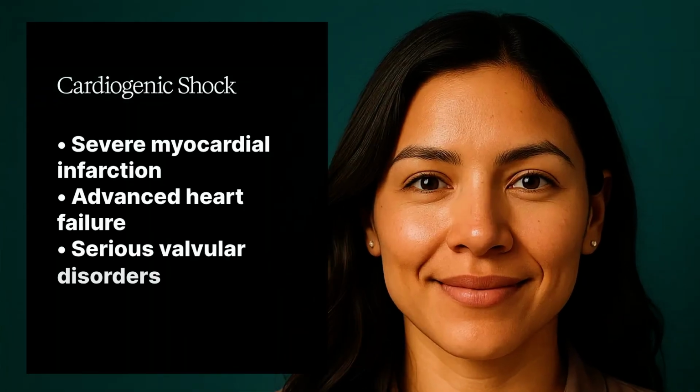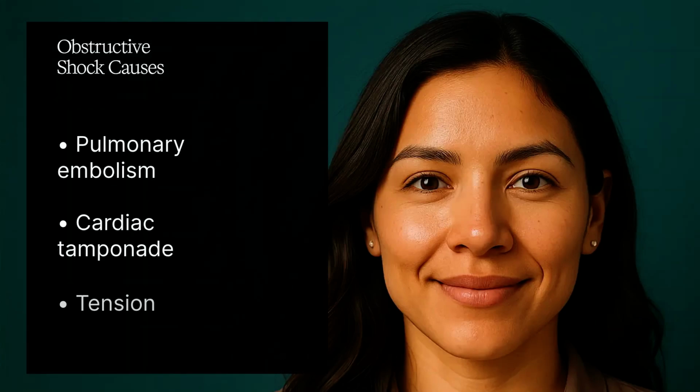Cardiogenic shock occurs when the heart fails as a pump, unable to provide adequate blood flow to body tissues. This commonly results from severe myocardial infarction, advanced heart failure, or serious valvular disorders. The key issue here is that even with adequate blood volume, the heart can't effectively pump it to where it needs to go.